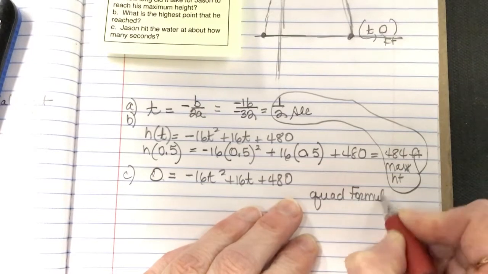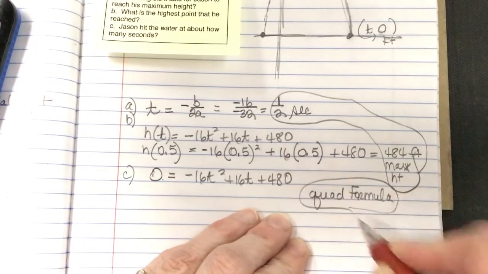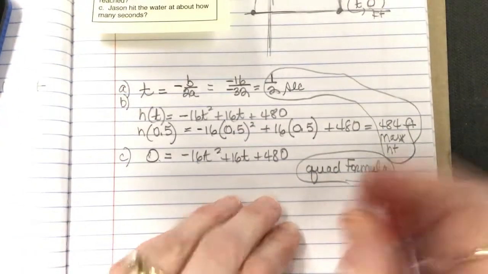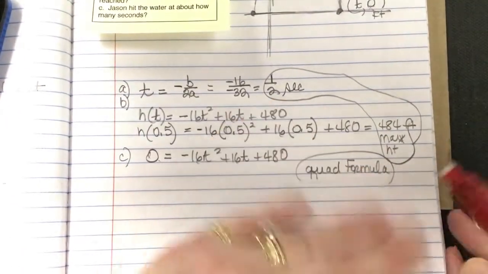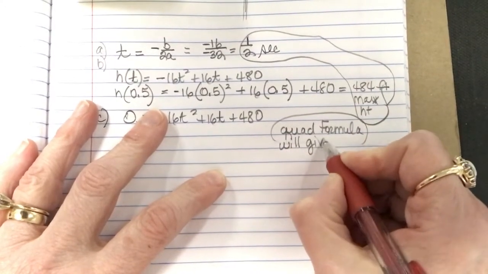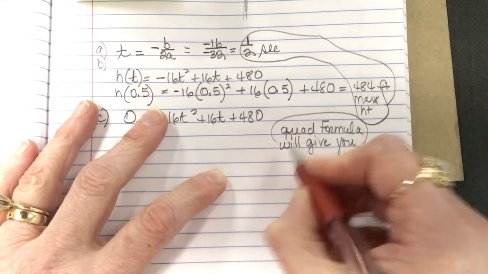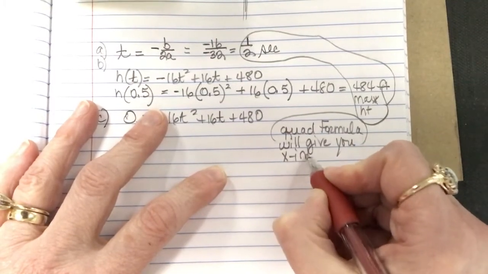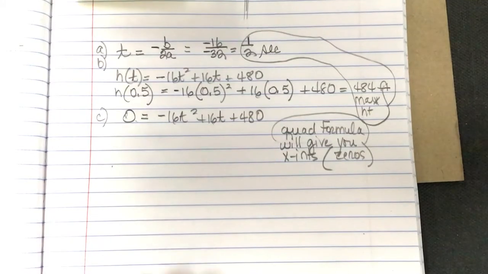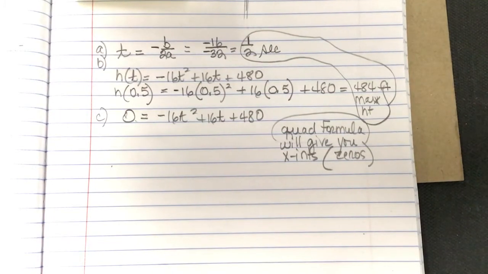I mean, that's what it's there for. And that's what the quadratic formula will give you. Here's what I wrote last block. Let me do it this way. I wrote the quadratic formula will give you x-intercepts, also known as zeros, or in this case, its beginning and its ending when he hits the water.